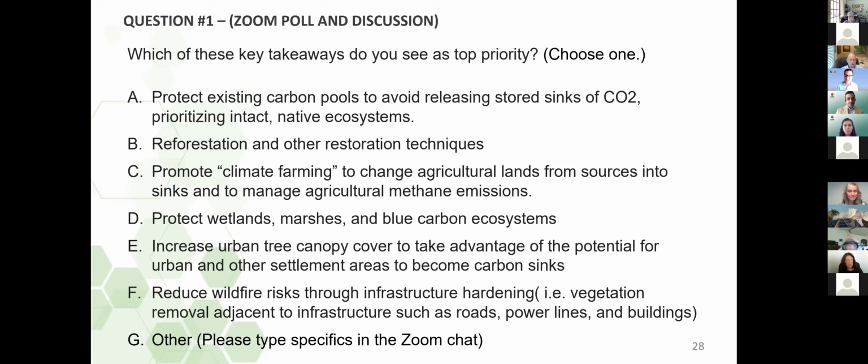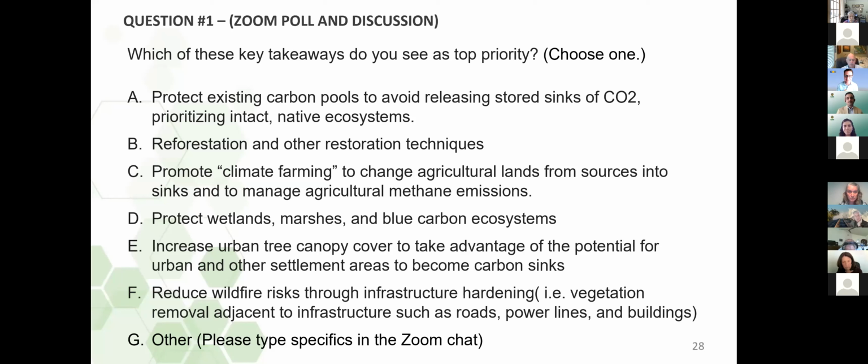We suggest they all seem to be emerging critical takeaways, and not to leave any of them behind by just choosing one, but we just want to get a sense from you about whether it's protecting existing carbon pools, reforestation, climate farming, as it's described here, protecting wetlands, the blue carbon ecosystems, the urban tree canopy, reducing wildfire risk, and other. If there's other, not in this list, we don't want to be too limiting here. If there's other things that you feel are important, definitely continue to tell us in the chat. We'd like to hear more from you about that. So, okay, with that, I think we can launch the poll tool.